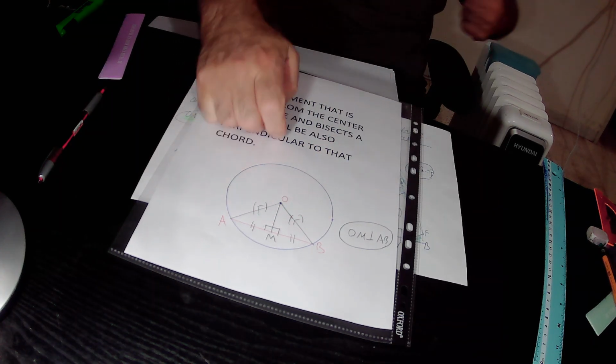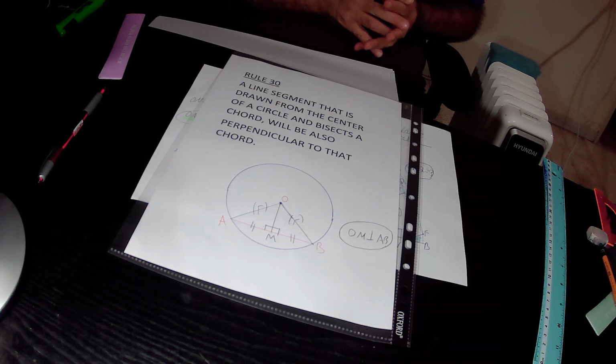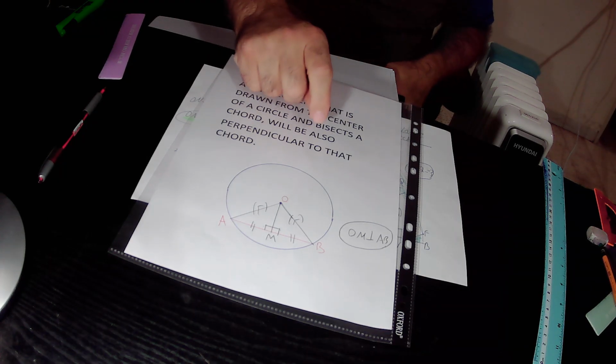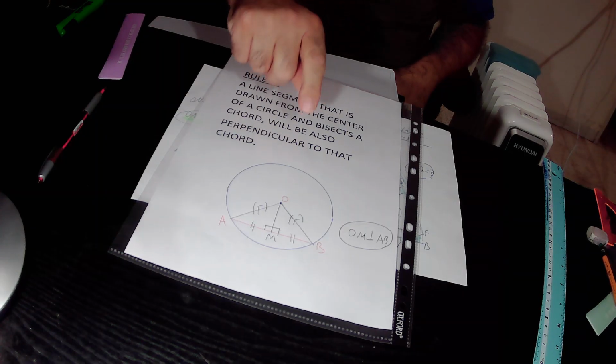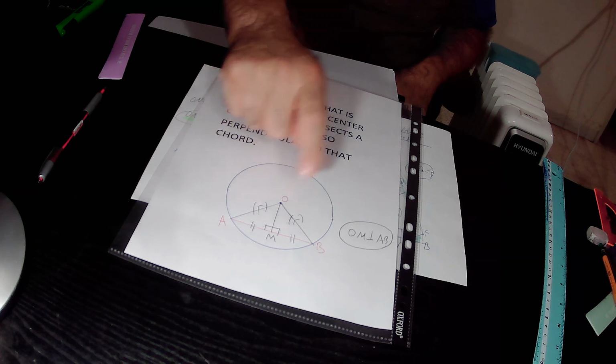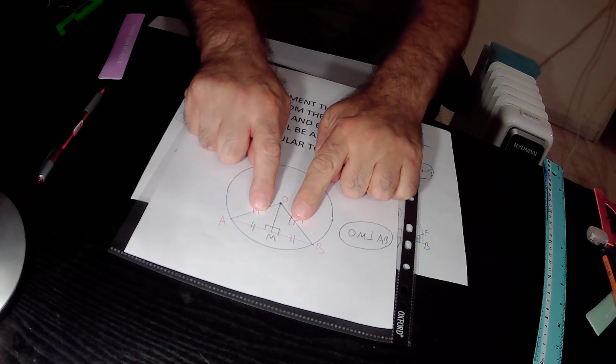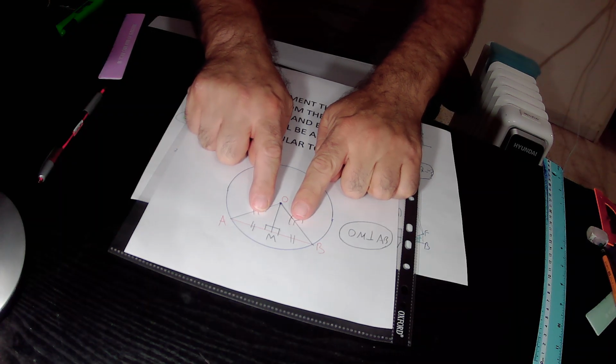According to this rule, rule 10. Actually, it is very easy to prove that whenever line segment OM bisects chord AB, line segment OM must also be perpendicular to AB. Why? Because those 2 triangles can be superimposed onto each other according to the side rule.